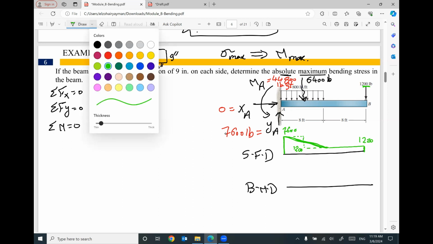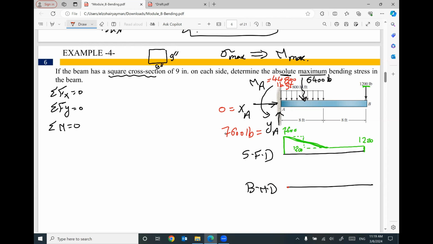For the bending moment diagram, we have a value of the moment here equal to 44,800 pound foot. If you would like to figure out the value of the moment here, you have to use the previous value plus the area of the shear force diagram in between. This value will be 9,600. And the value here will be 0. In between, I'm going to draw a curve because we have distributed load. In between, I'm going to draw a line because we don't have distributed load. This is the bending moment diagram.